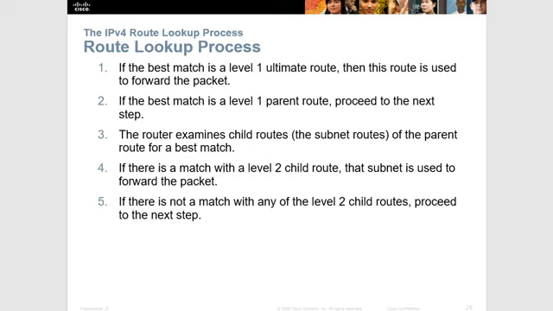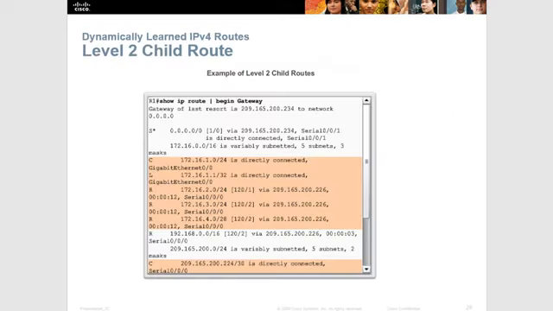So your lookup process. Number 1, your router is going to look for a best match as a level 1 ultimate route. A best match has the most matching bits. So if you've got 172.16.1 rather than 172.16.0.0, it's going to take the 1 if the 1 is matching the network that you're trying to get to.